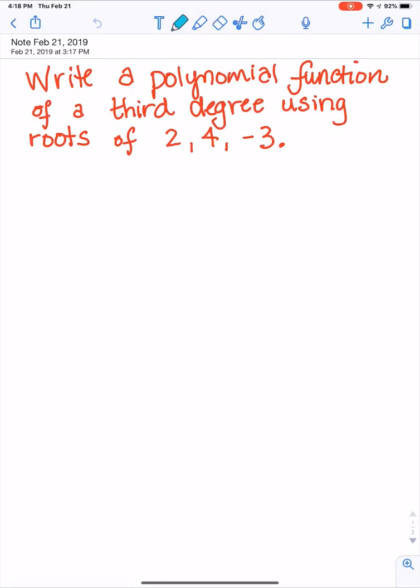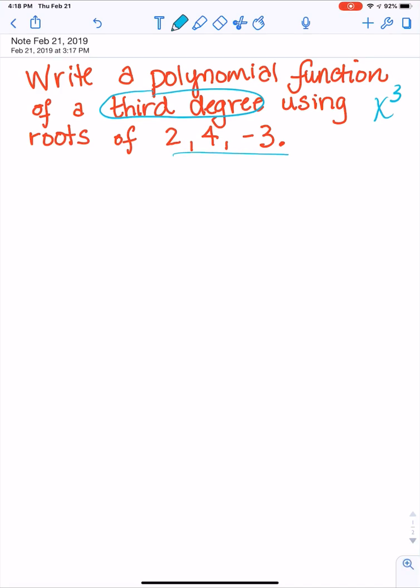Okay, guys, let's go over a review of what we were doing today. So if I were to write a polynomial function of a third degree using the roots of 2, 4, and -3. First of all, if it says a third degree one, that means that when I'm done, x to the third has to be the highest exponent variable that you have.